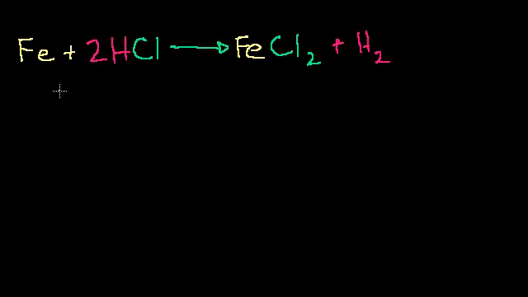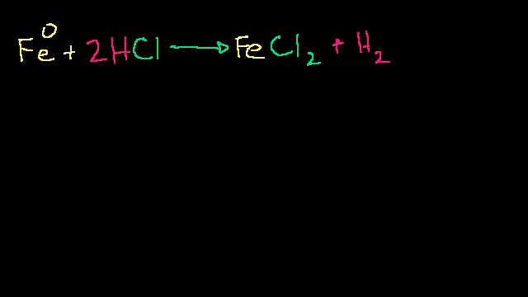So here I have iron plus some hydrochloric acid. Let's say this is in an aqueous solution. And you end up with iron(II) chloride plus some hydrogen. So let's do some oxidation numbers. And I'll do it fast this time. Iron is just by itself. It's got a 0 oxidation state.